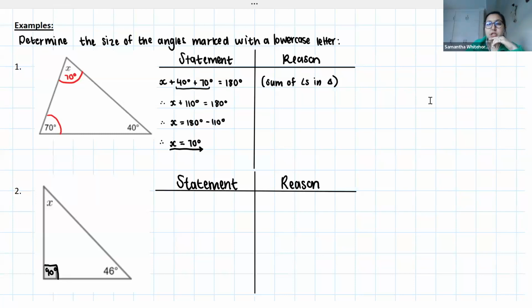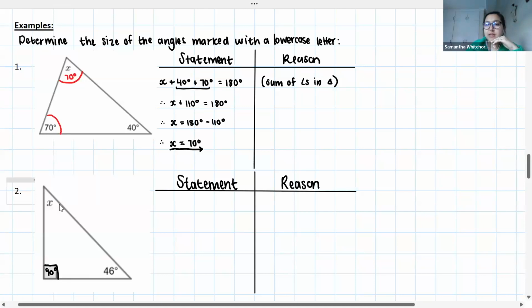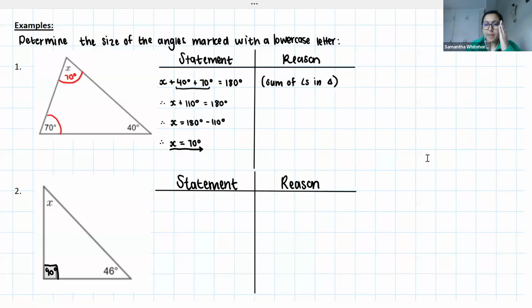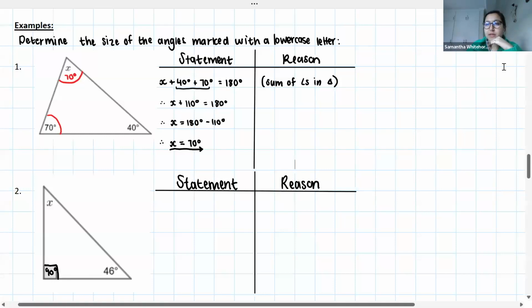And guys, remember, you can check yourself. Once you have an answer, if you add whatever x is, plus 90, plus 46, we know we should get 180. So double check yourself and make sure that you are getting the correct sum of your angles. Remember those reasons as well, please. Some of you are putting them there, so well done. Thank you.